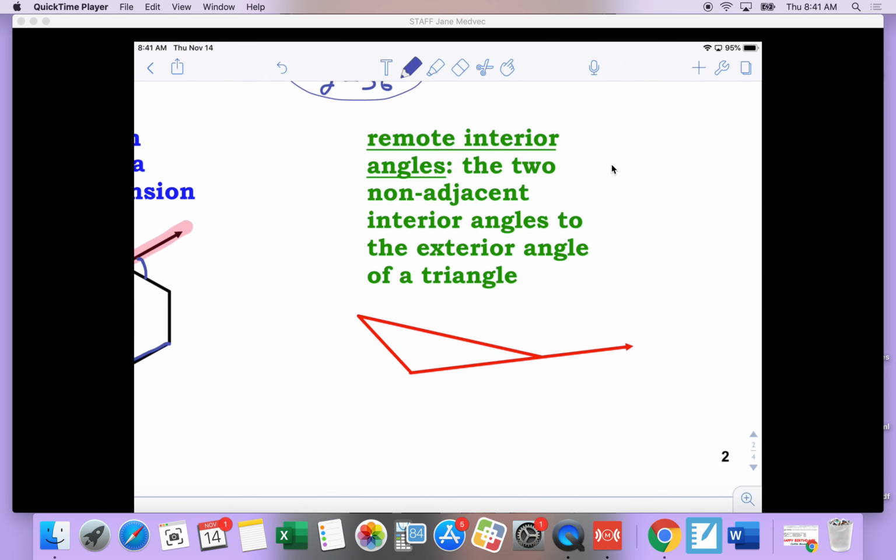Remote interior angles: the two non-adjacent interior angles to the exterior angle of a triangle. This is what it means. This angle right here is the exterior angle. We just learned that, right? When they talk about the remote interior angles, they're talking about these two. They're not touching the exterior angle. Those are the remote interior angles.